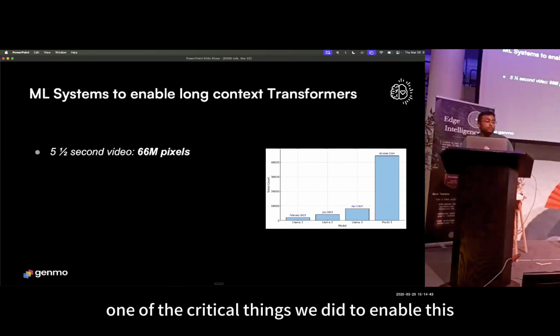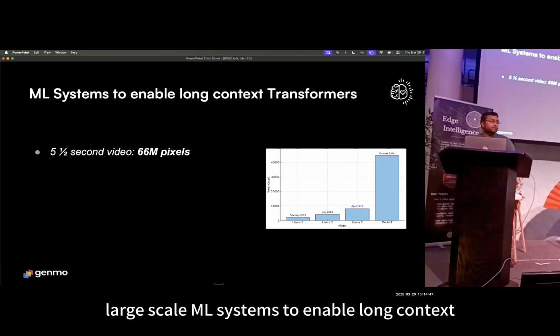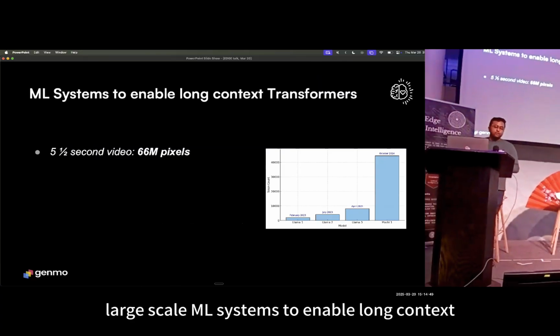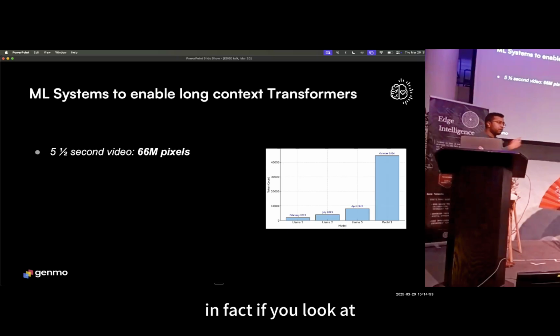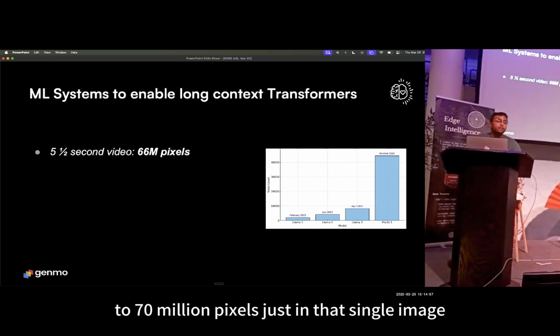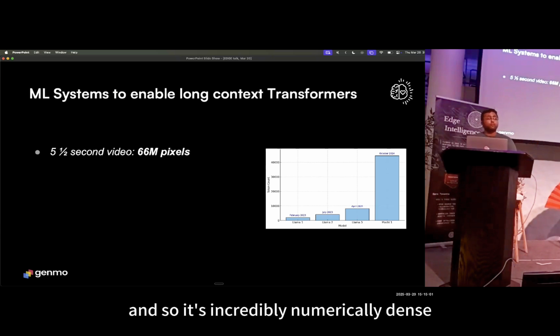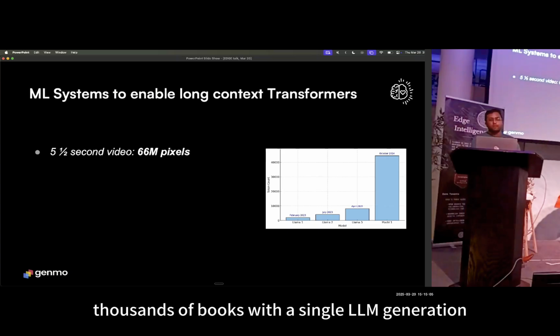One of the critical things we did to enable this in Mochi was build large-scale ML systems to enable long context. What this means is a typical video actually has millions of pixels. In fact, if you look at one of the clips I showed previously, there are on the order of 60 to 70 million pixels in that single image. So it's incredibly numerically dense. This would be tantamount to writing thousands of books with a single LLM generation.